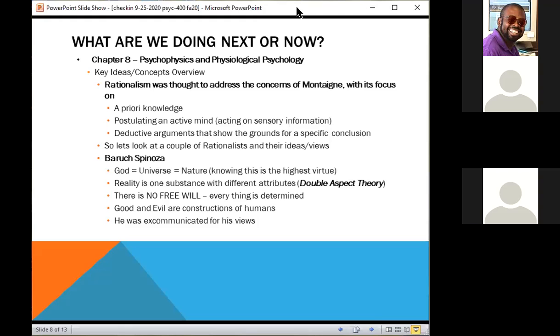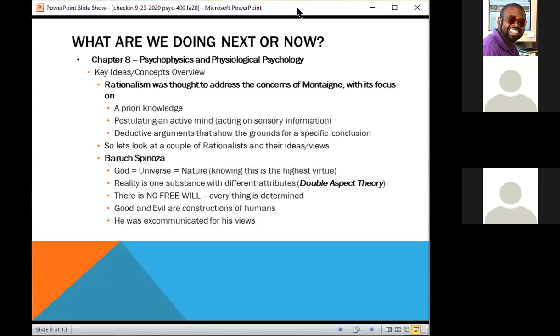And Baruch Spinoza had a lot of ideas. Some of the ideas that he offered got him into some trouble. One of the ideas he talked about was God, universe, and nature. He saw these as being equivalent. God, universe, nature: this force, this entity was the power behind everything. One real substance, that was reality. He talked about getting to know and study this as one of the highest virtues that one could have. So from his perspective, he saw reality as one substance with different attributes.